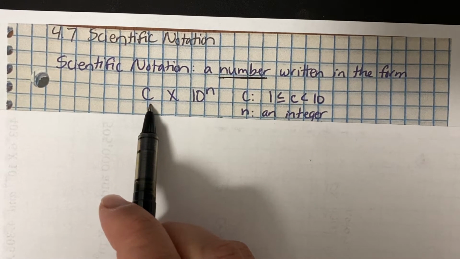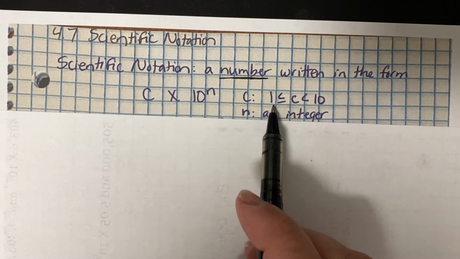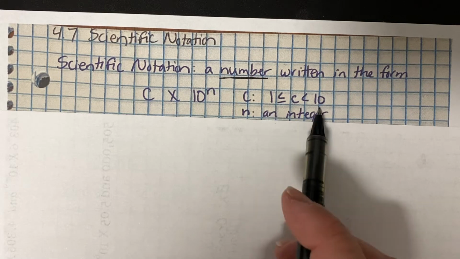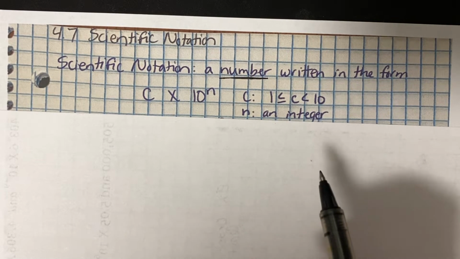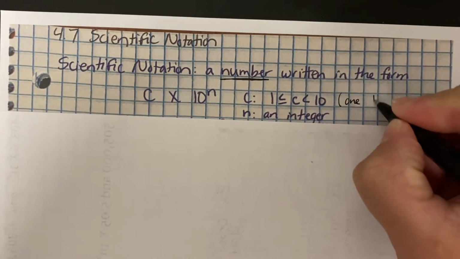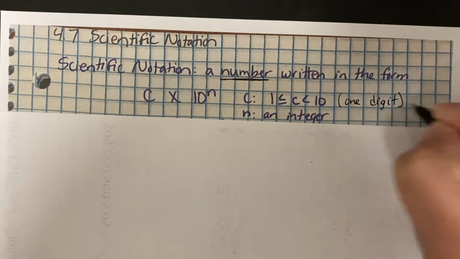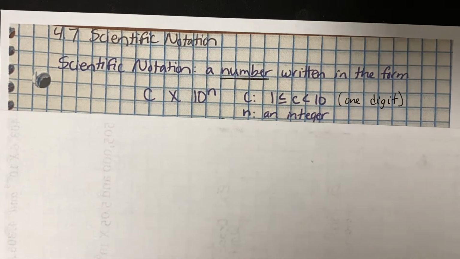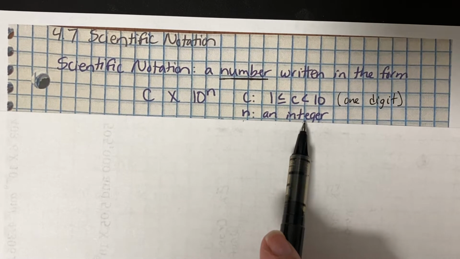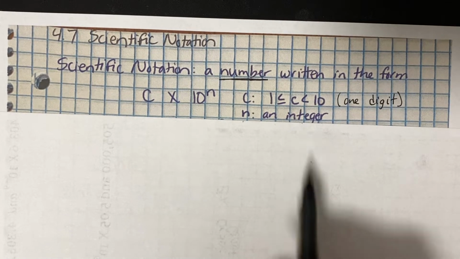C right here is going to be a number between 1 and less than 10. Right? So it needs to be one digit. So it's one digit goes in that C place. And N is going to be an integer. So remember, integers are a whole number from the negatives to the positives. So it's going to be a whole number integer.